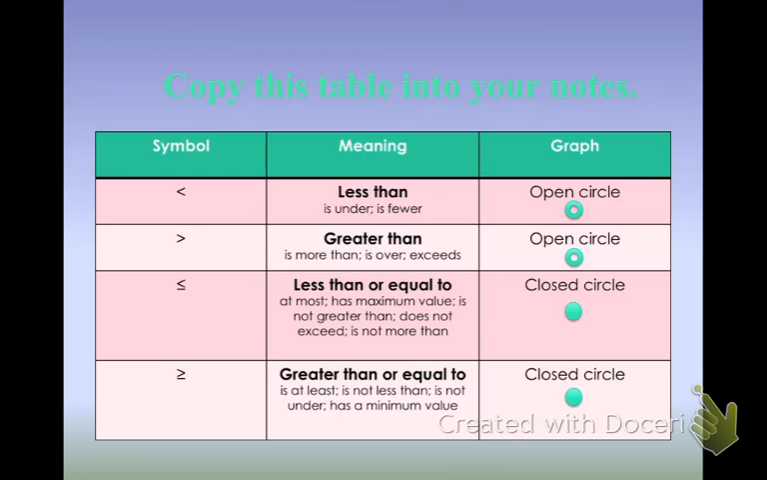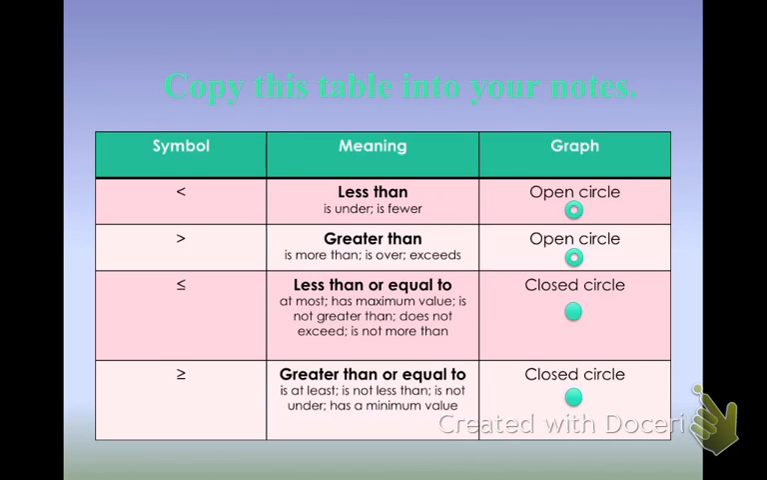So this is what I want you to copy down. It defines the symbol, and more importantly, it gives some words that are used to describe that. So when we start working with our word problems, we can then know what symbol we need to use. So if something is less than, we say that it is under this amount, or it's fewer than this, or we simply use the words less than. And again, the graph has an open circle.